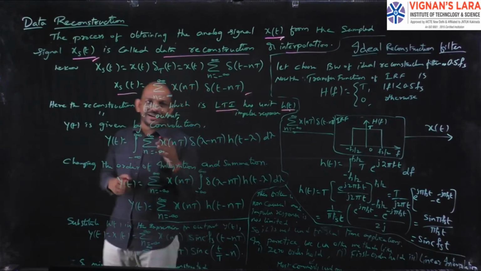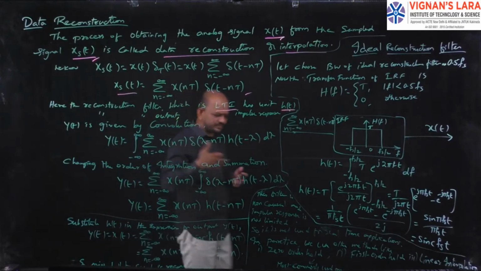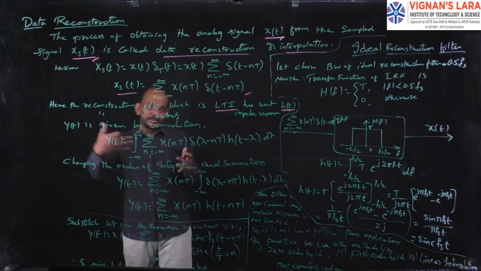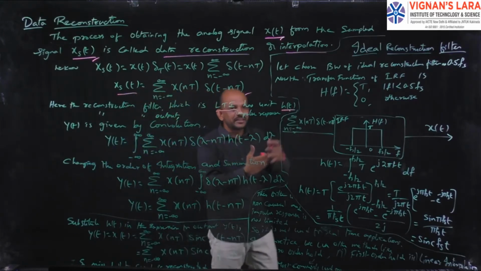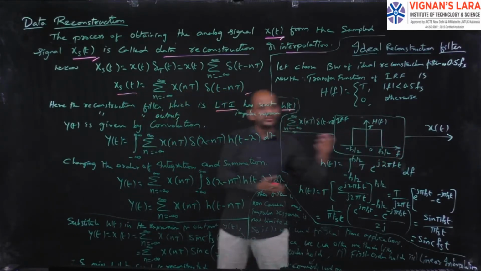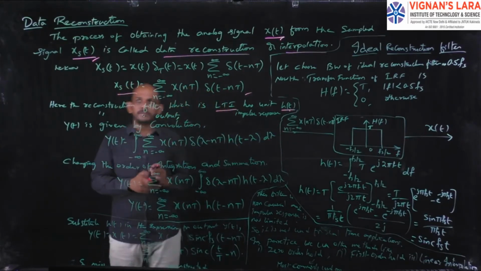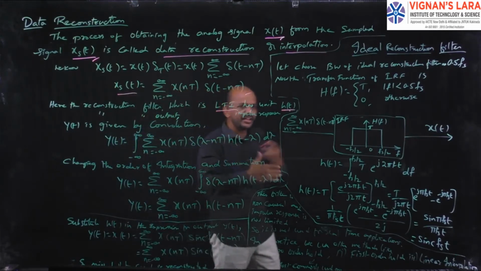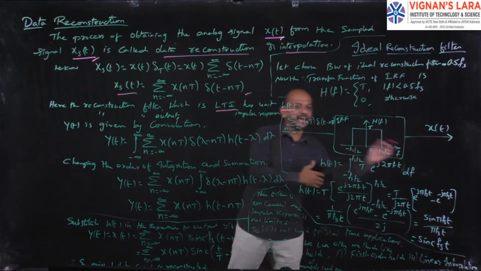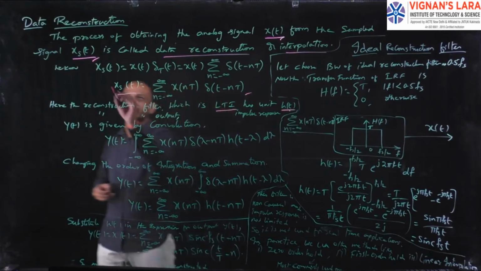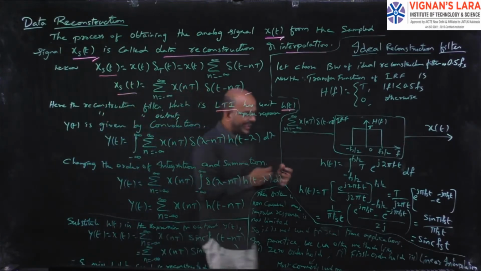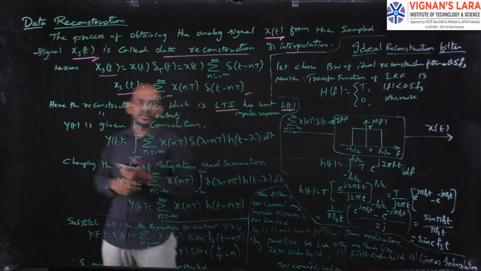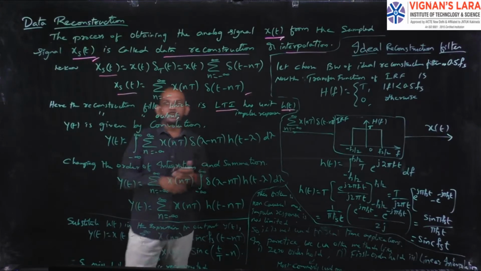simple convolution. I know the impulse response, so the convolution of the input signal and the impulse response will give the output. First I took an input signal and multiplied it with the impulse train, which produced a sampled version that I treated as xs of t. Now from xs of t, the sampled signal, I have to recover the original analog signal. That will be done with the help of a reconstruction filter.